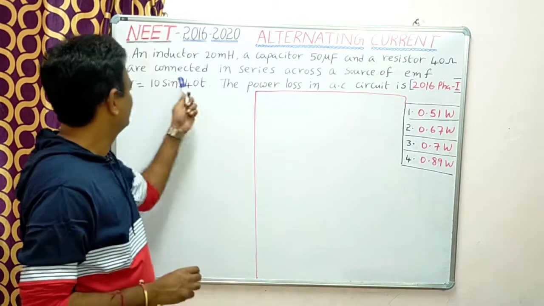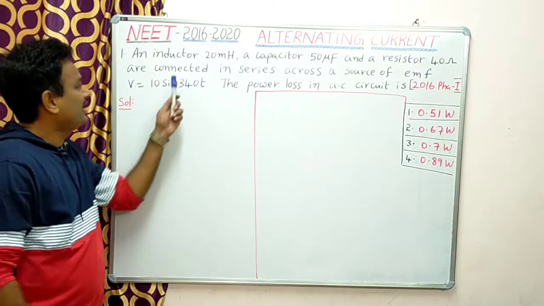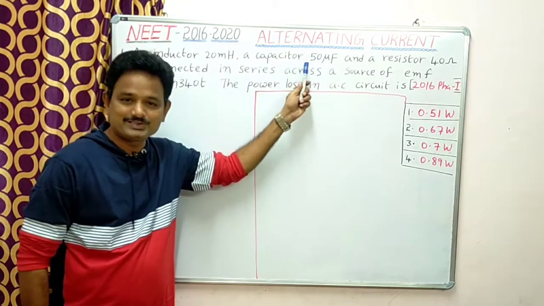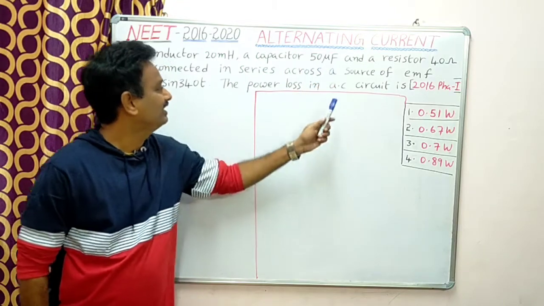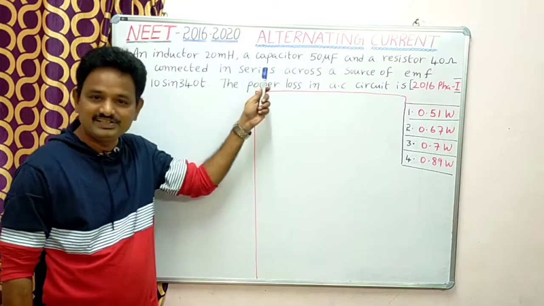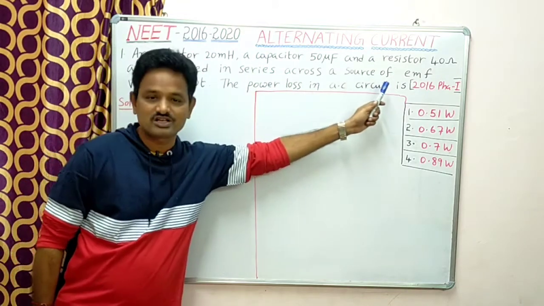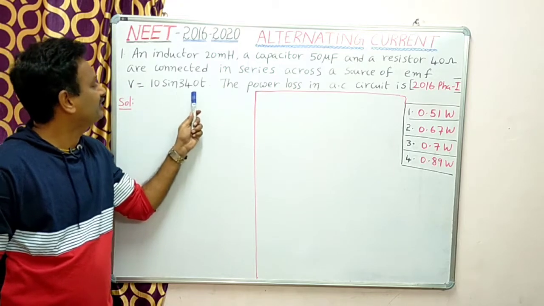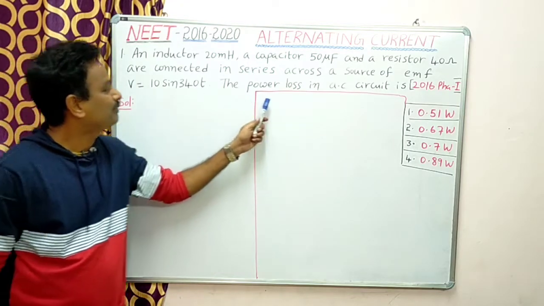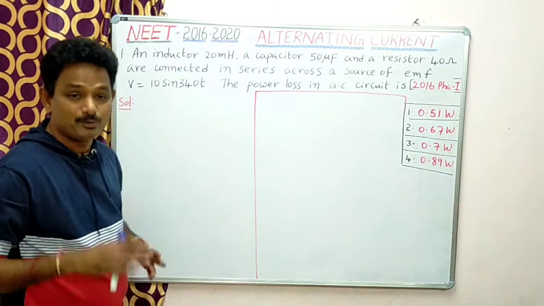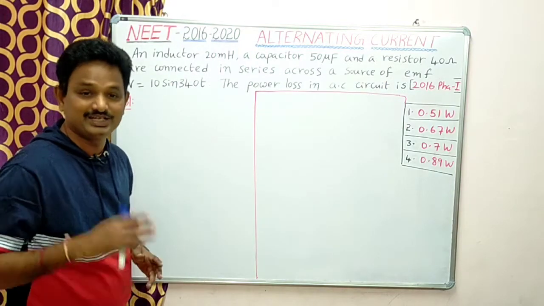First one, look at here. An inductor 20 millihenry, a capacitor 50 microfarad and a resistor 40 ohm are connected in series across a source of EMF V equal to 10 sin 340 t. The power loss in the AC circuit is, so we need to calculate power loss here. First we will write the given data.